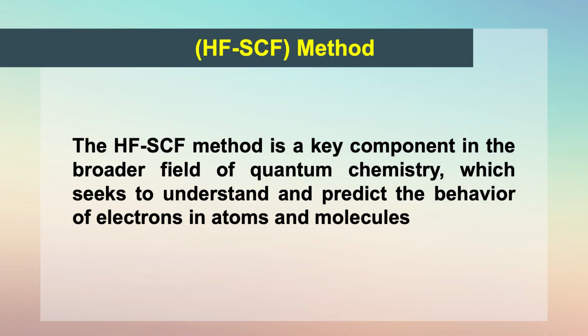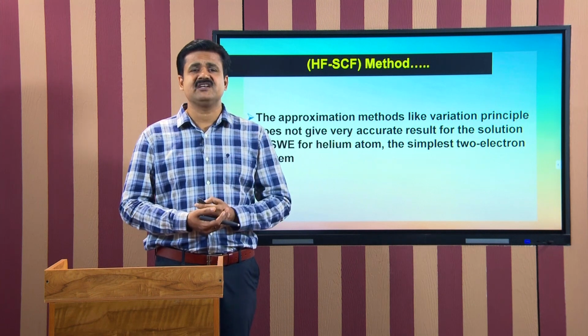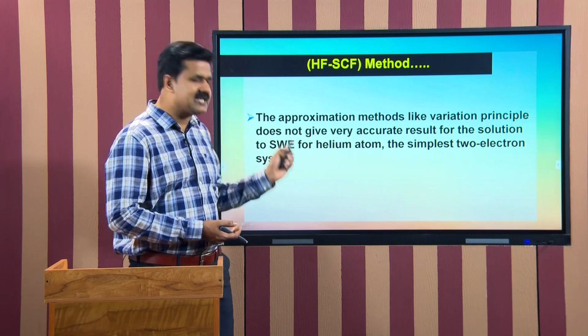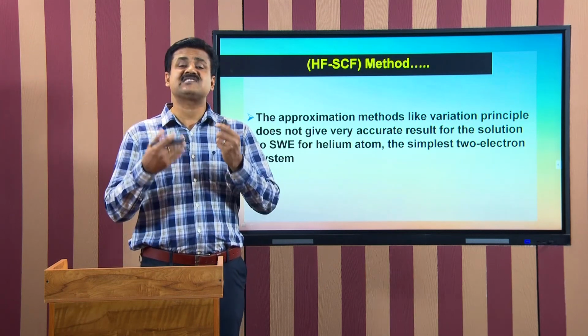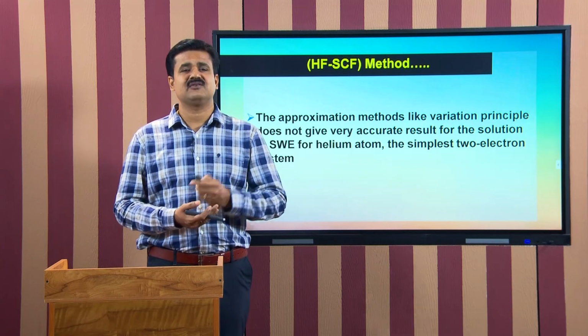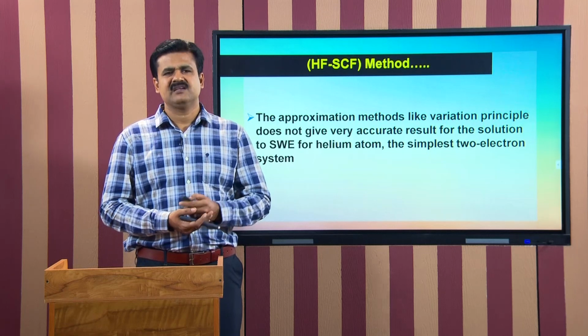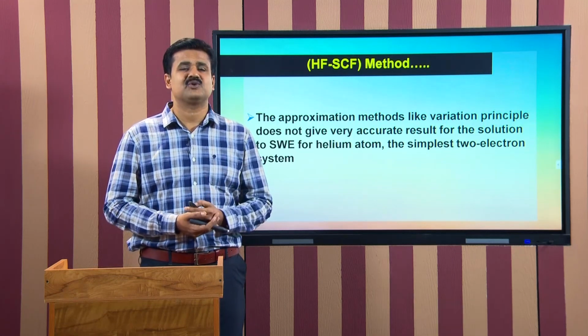The HF-SCF method is a key component in the broader field of quantum chemistry, which seeks to understand and predict the behavior of electrons in atoms and molecules. Approximation methods like the variation principle, perturbation theory, etc. do not give very accurate results for the solution to the Schrodinger wave equation for the helium atom, which is a simple 2-electron system.